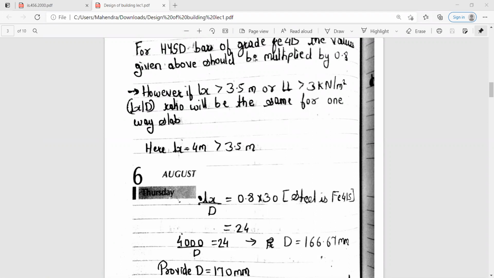Yes, done up till here. Everyone had got the depth, that is 170 mm. Should I proceed further? सबको डेप्थ की वैल्यू मिली 170 mm. Should I proceed further? Okay.